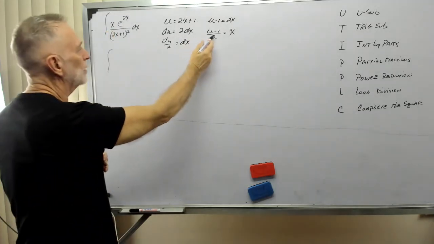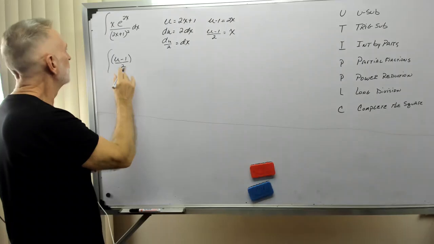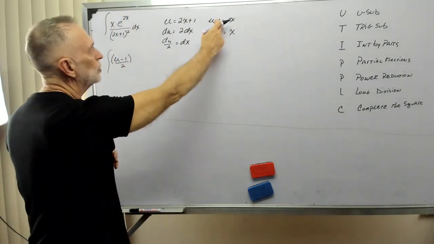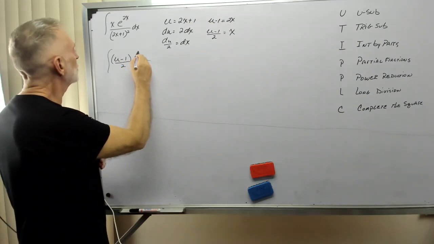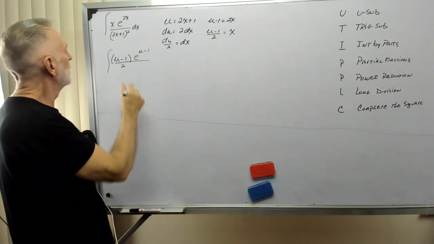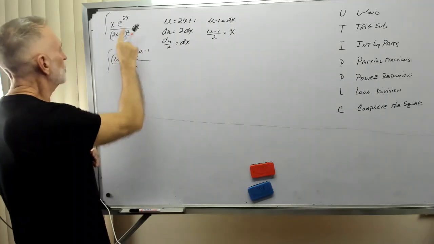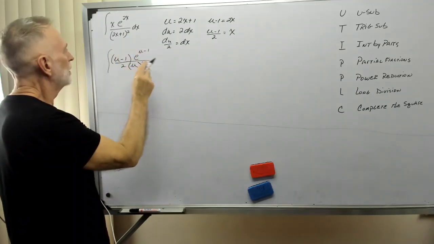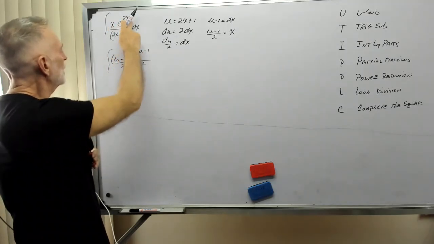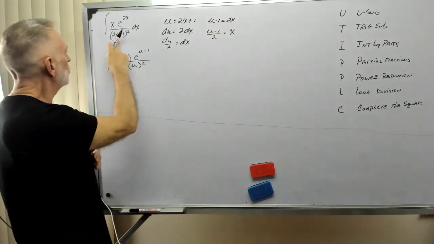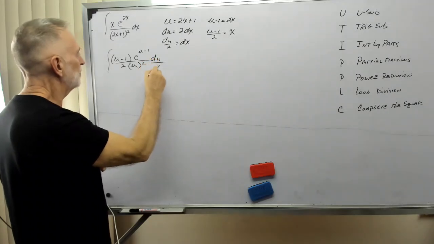Okay, x is what? (u minus 1) over 2. e to the 2x, well 2x is u minus 1, so I have e to the u minus 1. And the 2x plus 1, we said, is u, and it's squared. So I've replaced my x and e to the 2x, and then I have u squared. dx is what? du divided by 2.